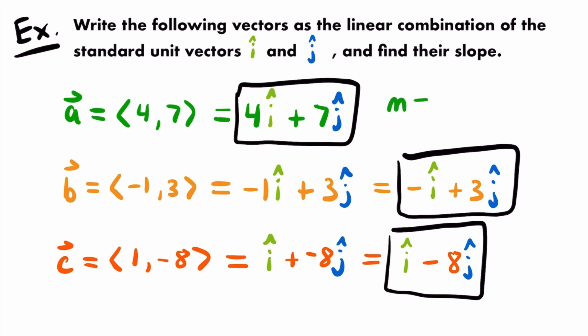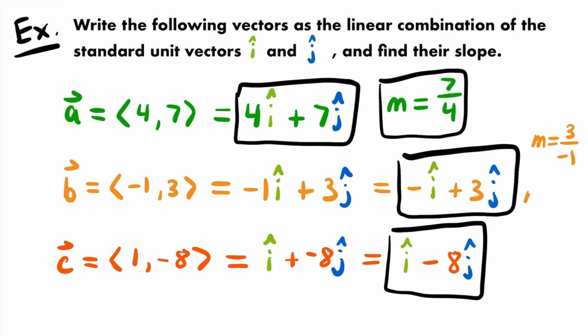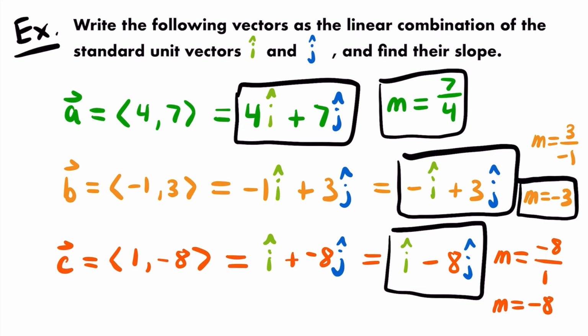And so the slope for vector A will be 7 divided by 4, and that doesn't really simplify. So that is the final answer for vector A. The slope of vector B will be equal to 3 divided by negative 1, which results in negative 3. And so that is the slope of vector B. And then for vector C, the slope will be equal to negative 8 divided by 1, which just gives us negative 8. And so negative 8 is the slope of vector C.